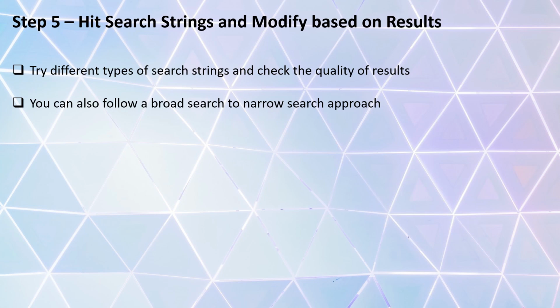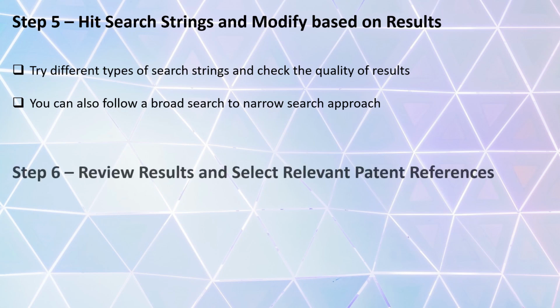Then another set of results will come, where the number of results will be slightly lower than the first search. Then check that result and see if there are any irrelevant results in that. If there are, then again you have to modify. So this is an iterative process where you conduct searches and try different search strings and find out what is the best search result obtained. That is something you have to do in step 5.